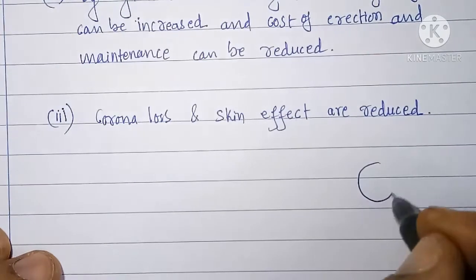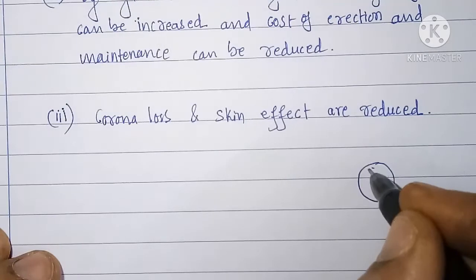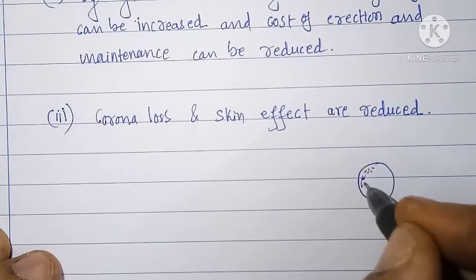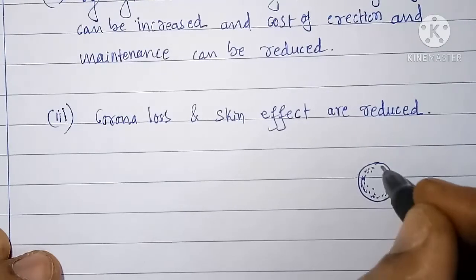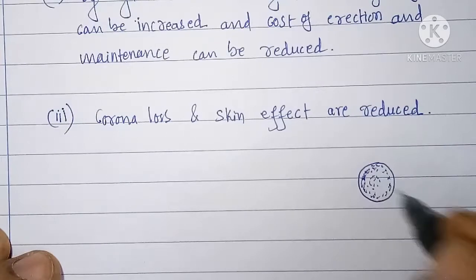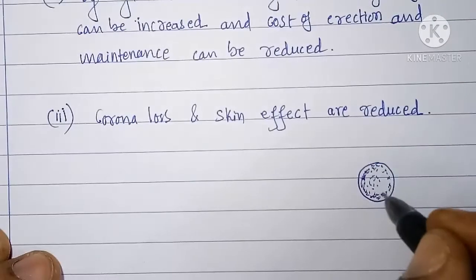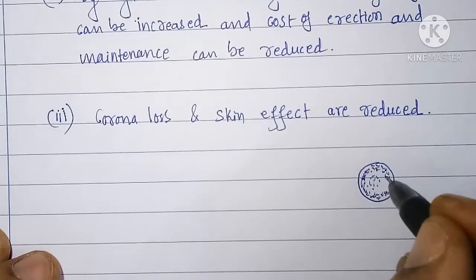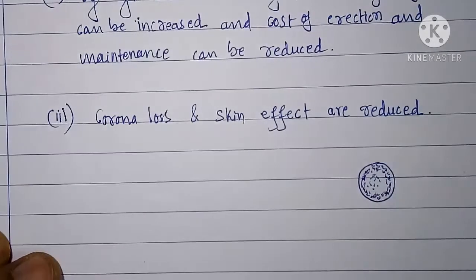If I take a conductor, the current density near the surface is more than near the center. Here we will find more density of current like this. But near the center it is very less.